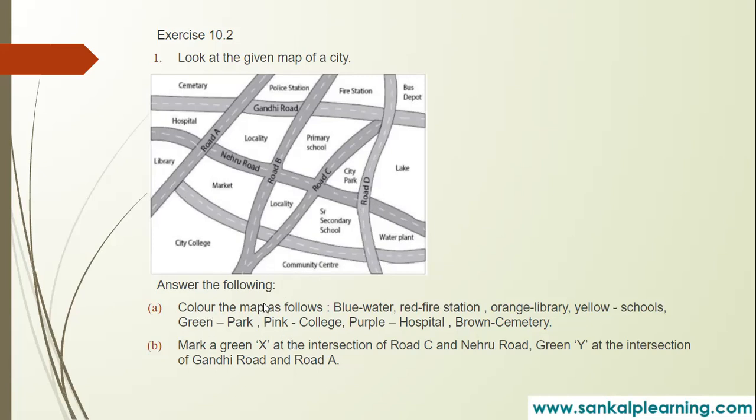What is the first question? Color the map as follows. Blue water. You have to color water bodies. Which are water bodies here? See, there is a lake, right? We have to mark the lake in blue. And red for fire station. Color the fire station with red color, and library orange color, school yellow color, park green, college pink, hospital purple, cemetery brown.